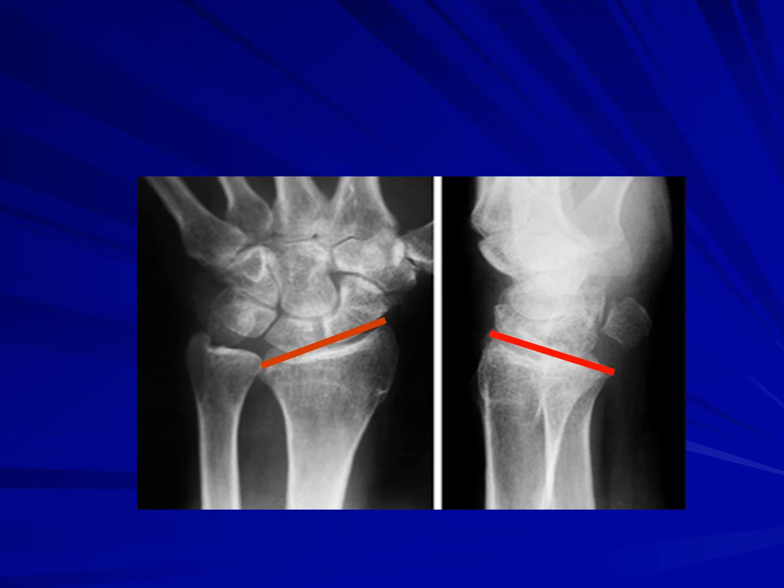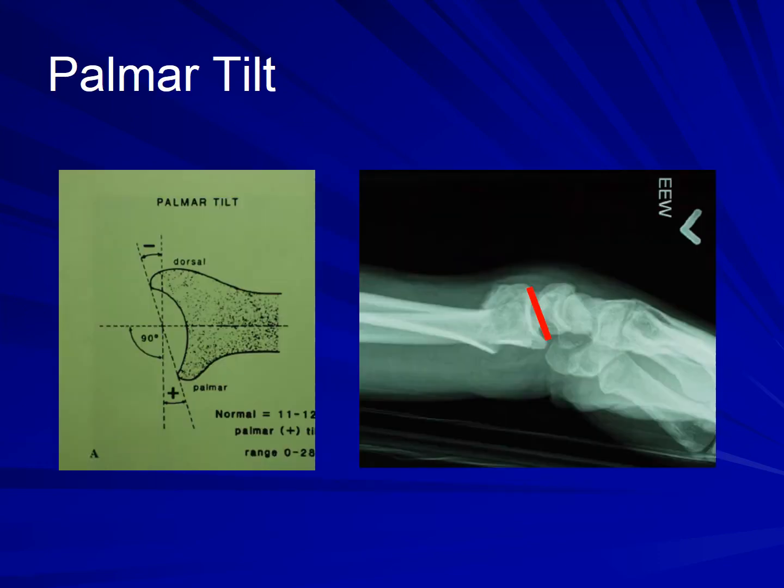This is a normal X-ray of the distal radius, showing what we mean by palmar tilt in the lateral view, and radial inclination in the posterior view. This X-ray and this illustration show how the palmar tilt is reversed in the case of Colles' fracture, a fracture of the distal end of the radius. So now this palmar tilt is reversed to the dorsal side.